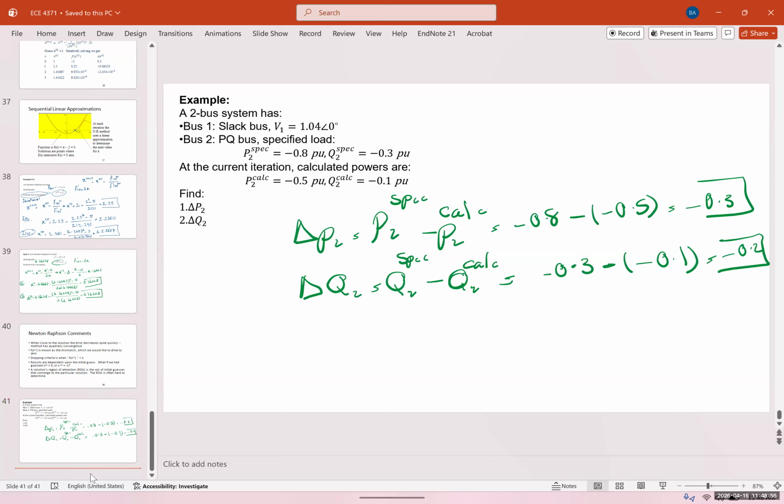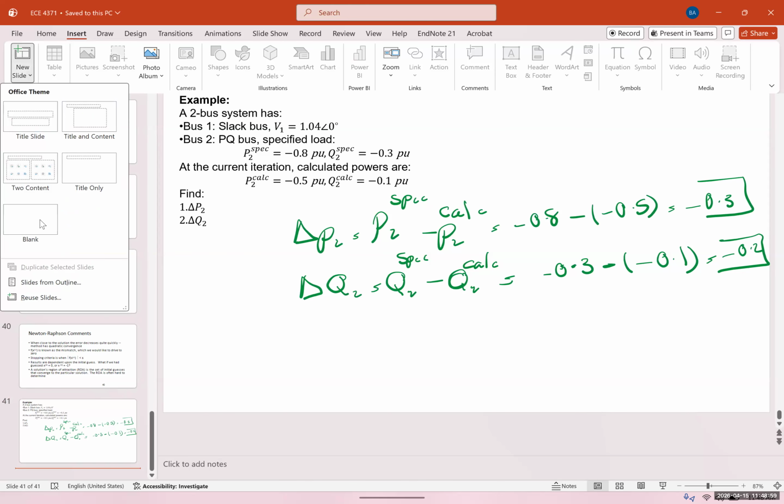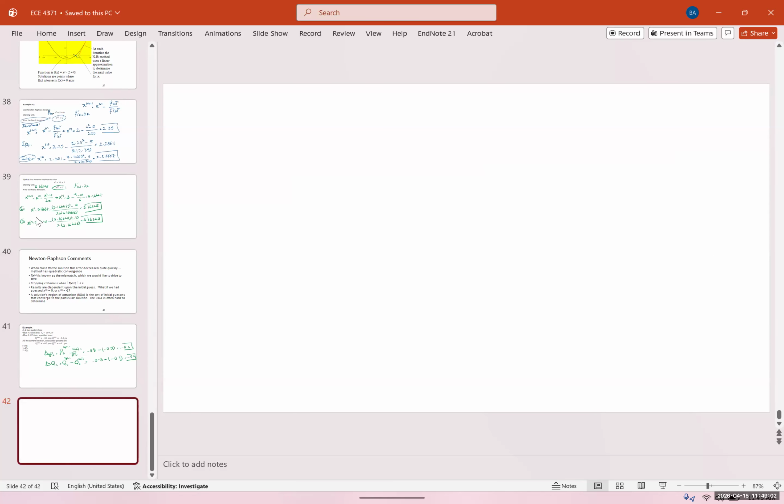Since we have time, let's solve another one for Newton-Raphson, and I'll make it a little more challenging. Just give me a few seconds to come up with one. I'm looking through the solved problems in the book to see if I can find another one. Okay, this one is good.